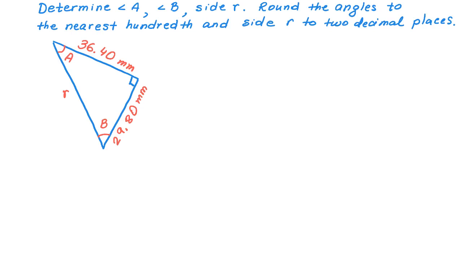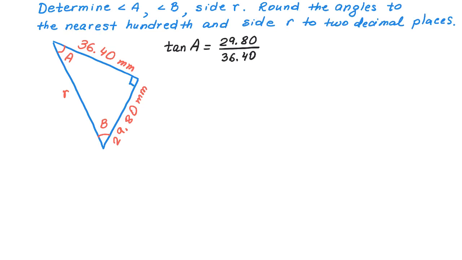Recall that when we are in the metric system, we write degrees in decimal form instead of using degrees, minutes, and seconds. So let's start by finding angle A. The opposite side of angle A is 29.80 millimeters and the adjacent side is 36.40 millimeters. Therefore, we will use the tangent function.